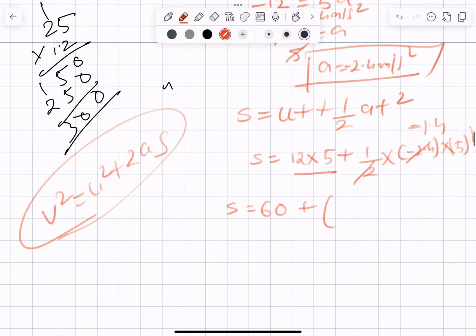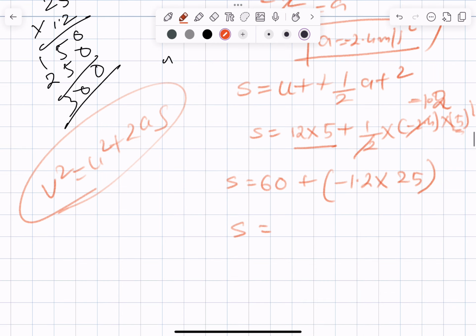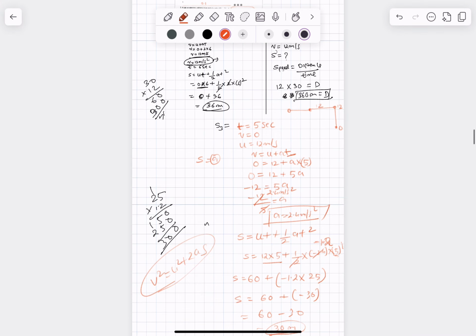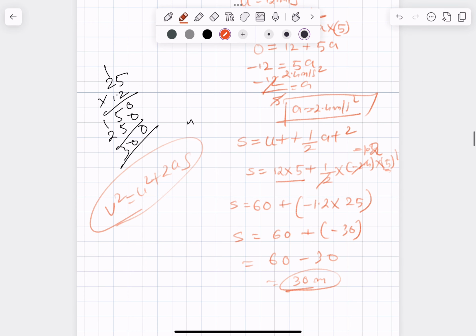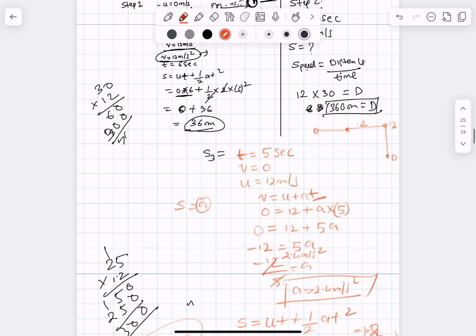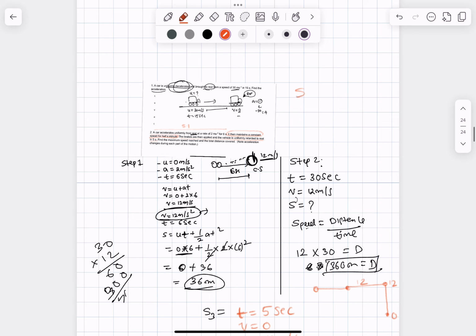Minus 1.2. Okay, 1.2 minus 1.2 into 25. S is equal to 60 plus minus 30. 60 minus 30 is minus 30 meter. So now we know the S3 is 30 meter. So simply add everything, S1 plus S2 plus S3, because they have to add the total.